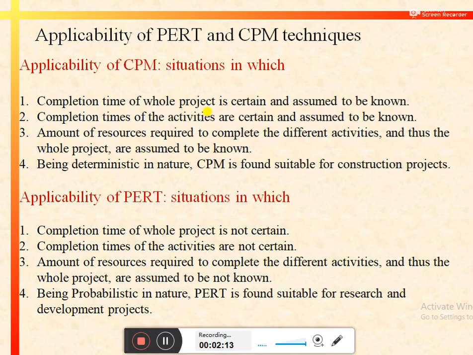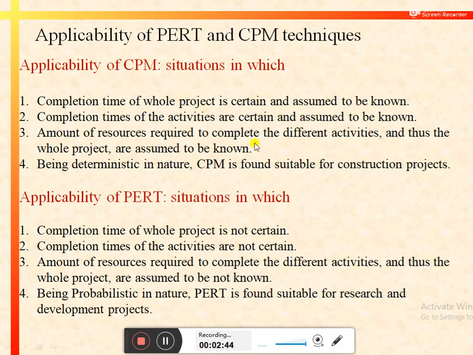PERT is applicable in situations in which the completion time of the whole project is not certain, completion times of different activities are also not certain, and the amount of resources required to complete different activities is not known to the decision maker. So we can say that PERT is quite probabilistic in nature, and we apply the PERT technique when we are operating under situations of uncertainty.